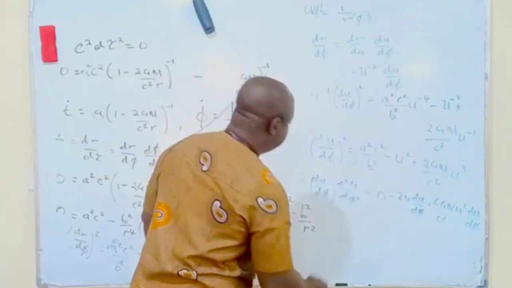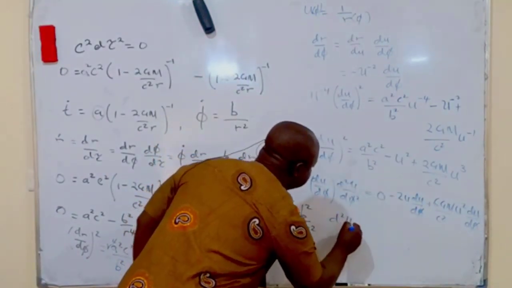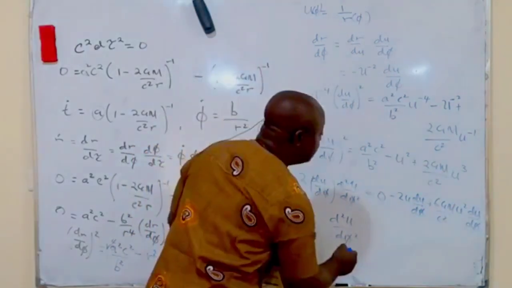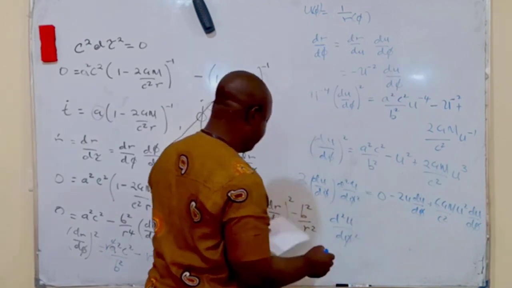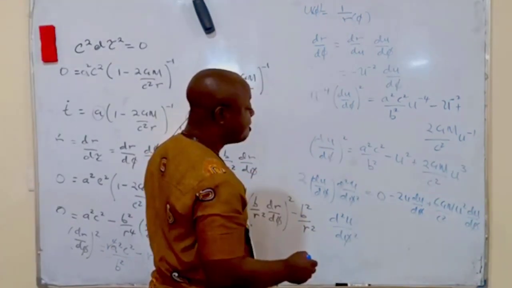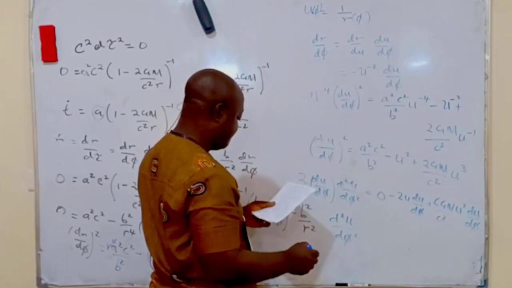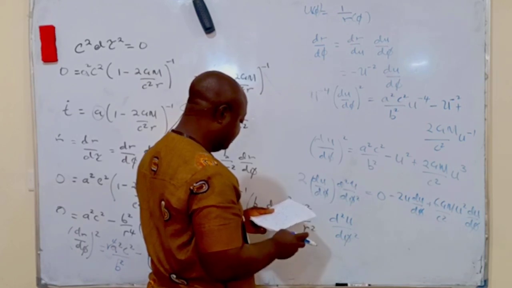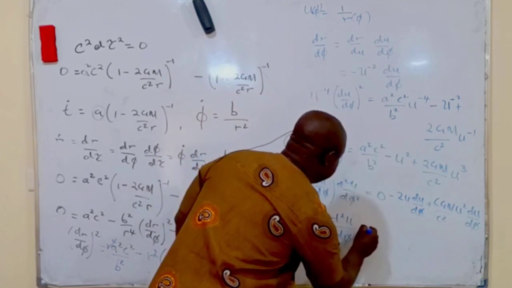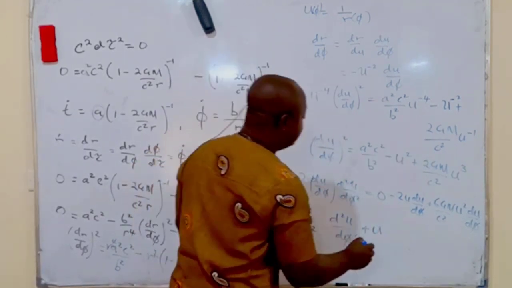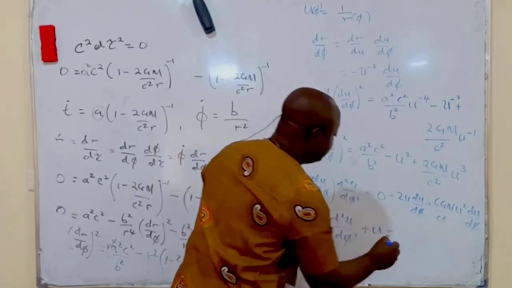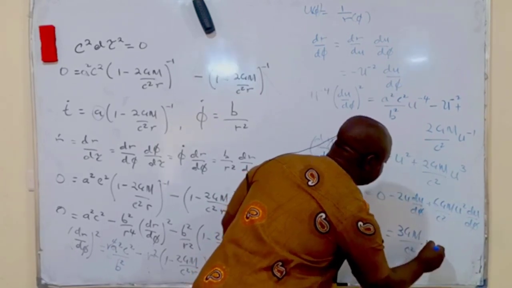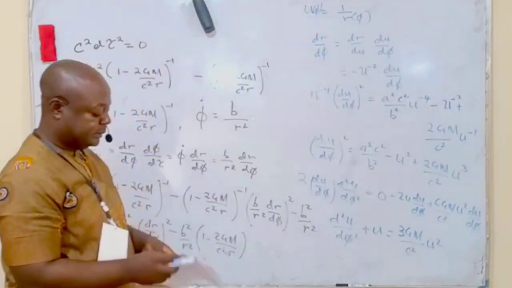So we do that, we are going to end up with d squared u d phi squared plus u is equal to 3 gm over c squared u squared. So we are going to end up with that.